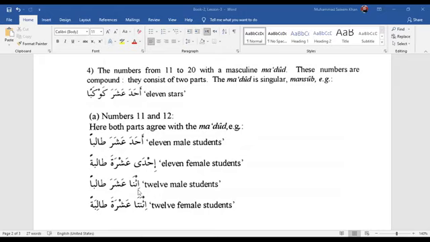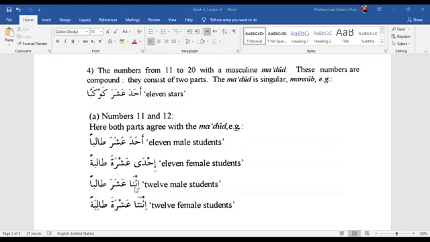Okay, for 12, we said that the number is ithnani, but what happened? The noon has dropped because it is used as a mudaf ilayh, and we know that in mudaf the noon gets dropped. So instead of ithnani, it will be ithna ashara taliban, 12 male students. Ithna ashara taliban, and for the feminine it will be ithnata ashrata talibatan.